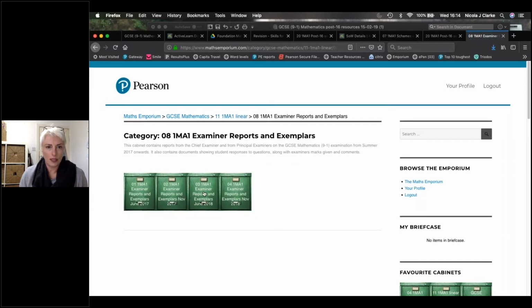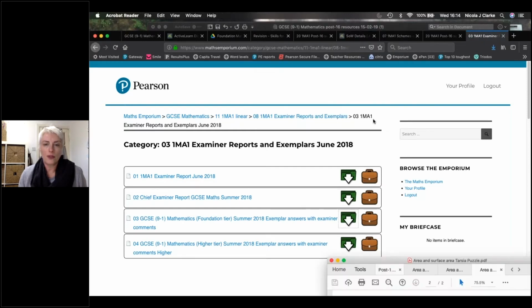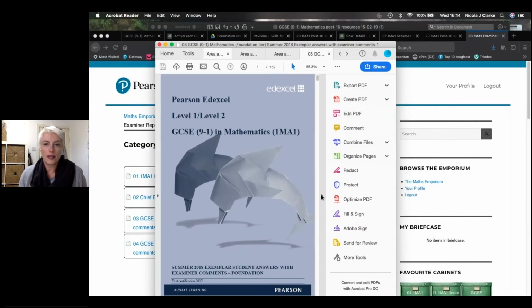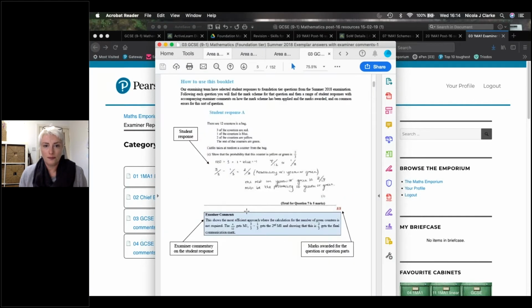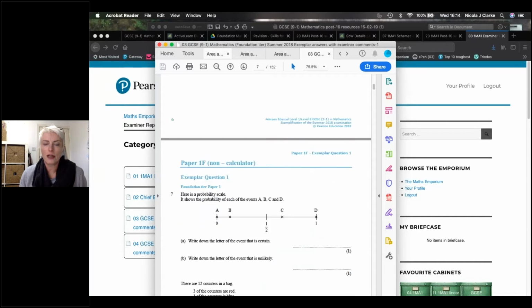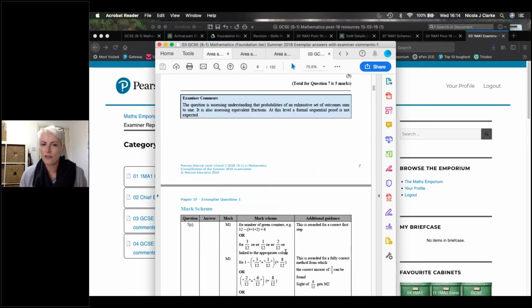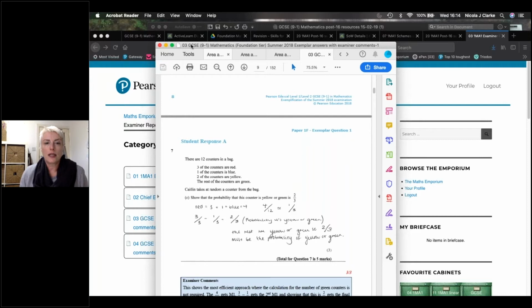We can have a look at last summer's. So this is the exemplars with the comments. They're here, and then there are actual student responses given and highlighted, and the feedback given. So they're really helpful, and they're quite useful to students when they've seen real people's writing, rather than just the typed input.